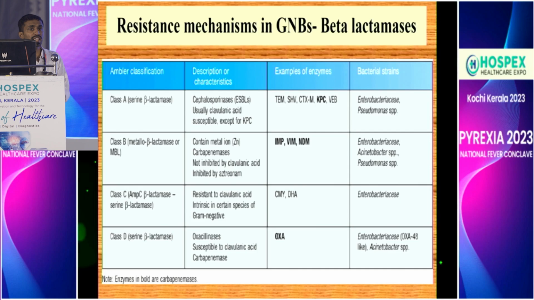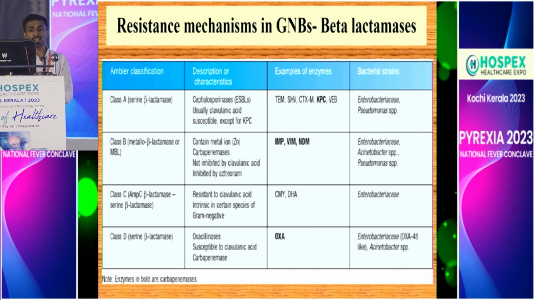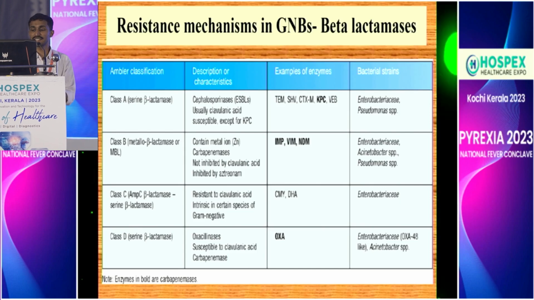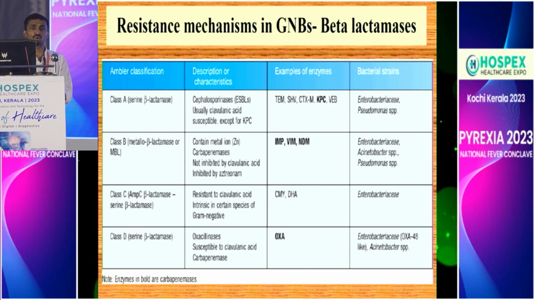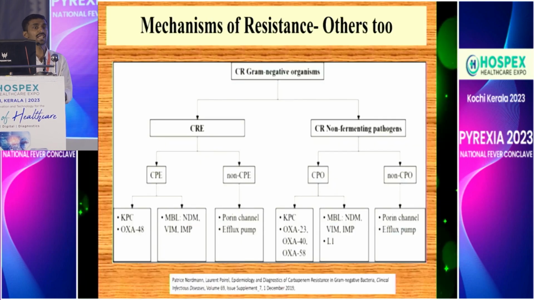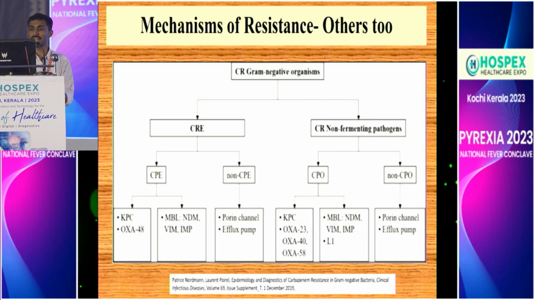Coming to the resistance mechanism, you might be familiar with this classification, Ambler classification. So, they classify it as class A, B, C and D. Class A basically we will say is ESBL, class B is metallo-beta-lactamases, the most common is NDM, class C is AmpC and class D is OXA. So, these are the resistance mechanisms which I will be dealing with later. It is not only this beta-lactamase mechanism, there are other mechanisms like porin channels, efflux pumps etc. for drug resistance. So, this is mostly theoretical part.